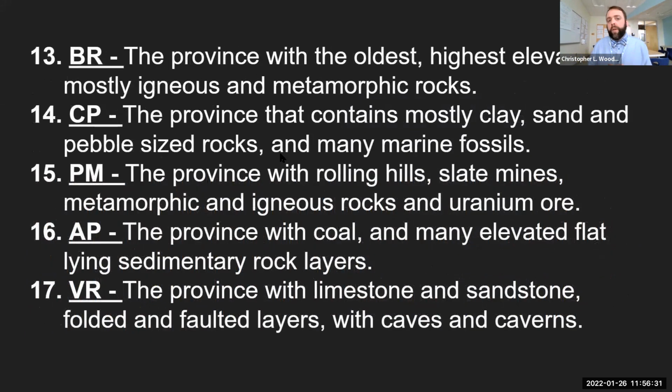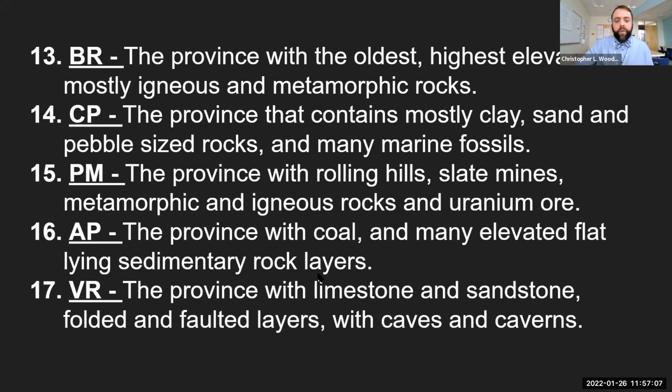All right, the last set of questions was just matching characteristics of Virginia's provinces. And that's pretty much it. So the first one, number 13, the oldest, highest elevation igneous metamorphic rocks is Blue Ridge. The province that contains mostly clay, pebble-sized rocks, marine fossils is the Coastal Plain. Rolling hills, slate, metamorphic igneous rocks, and uranium ore is Piedmont. Appalachian Plateau, of course, is coal, elevated flat lying sedimentary rocks.